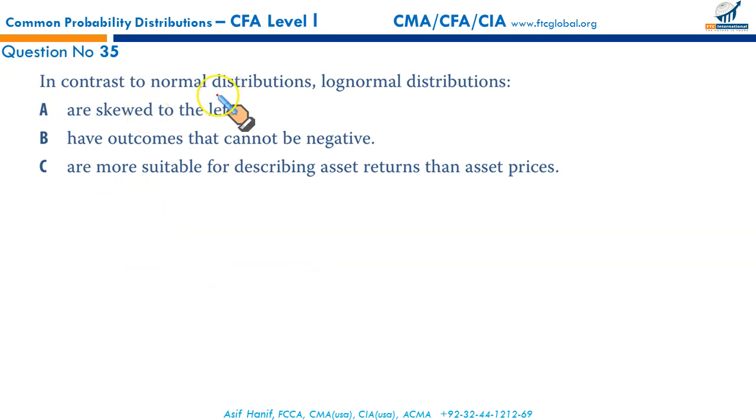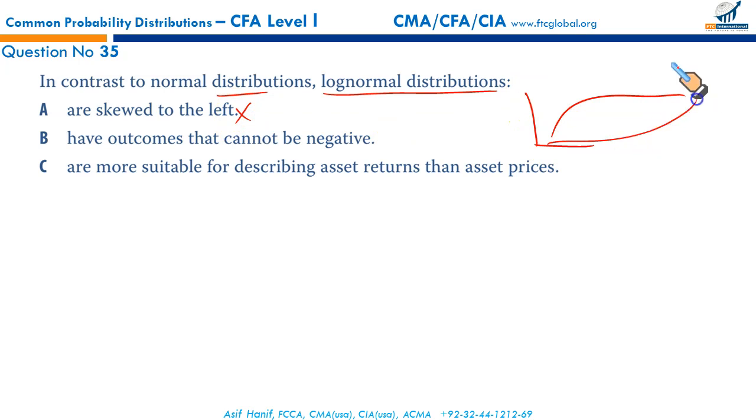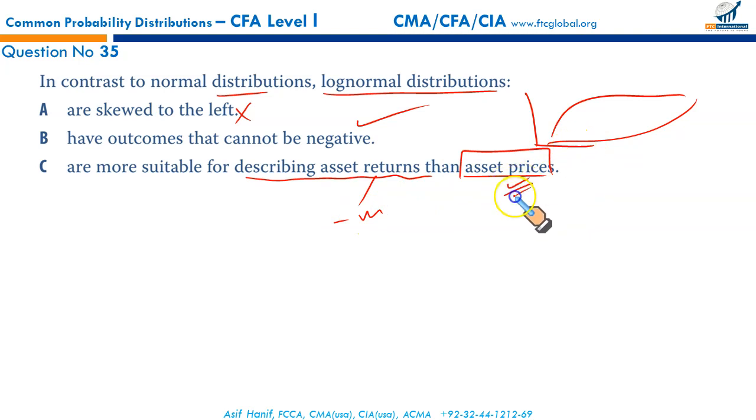In contrast to normal distribution, log normal distribution are skewed to the left. Wrong, they are skewed to the right because they don't have negative values. Have outcomes that cannot be negative. Correct. Outcomes that are not negative, that's the correct option. Are more suitable for describing asset returns than asset prices. Wrong. Asset returns can be negative, but prices are either 0 or positive. So yes, that's right. Returns can be negative, but prices are normally either 0 or positive. So that's true. C is the right option.